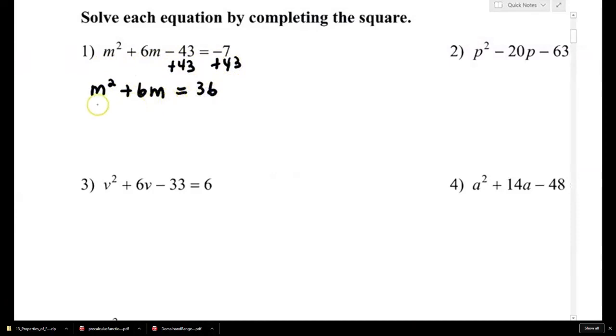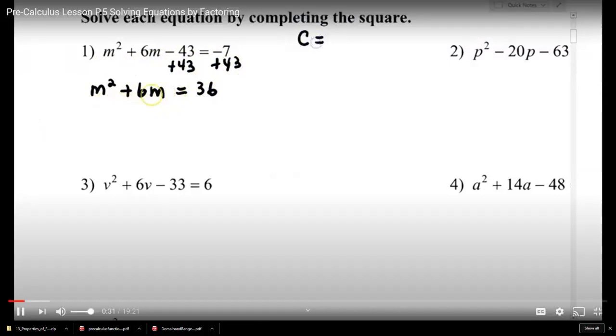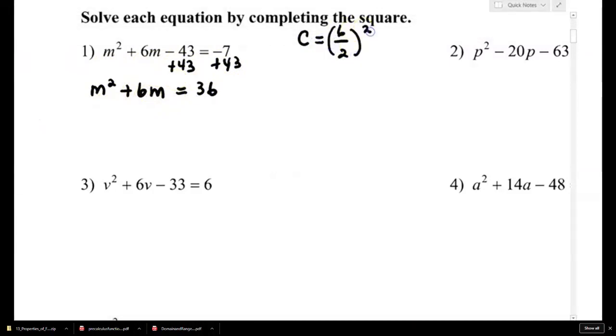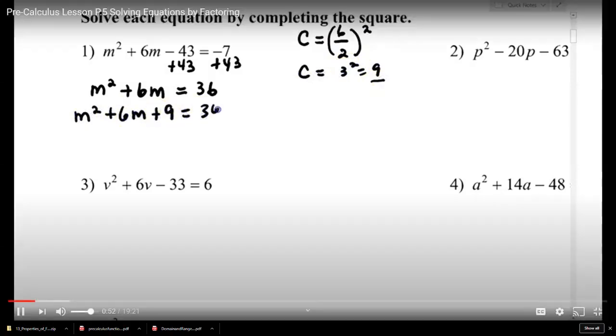Now, in order for us to make it into a perfect square, we need to find that c value. The c value is done by getting the coefficient b, dividing it by 2, and then squaring it. So c is equal to 3 squared, which gives you 9. So you're going to add 9 to both sides. So you have m squared plus 6m plus 9 is equal to 36 plus 9.